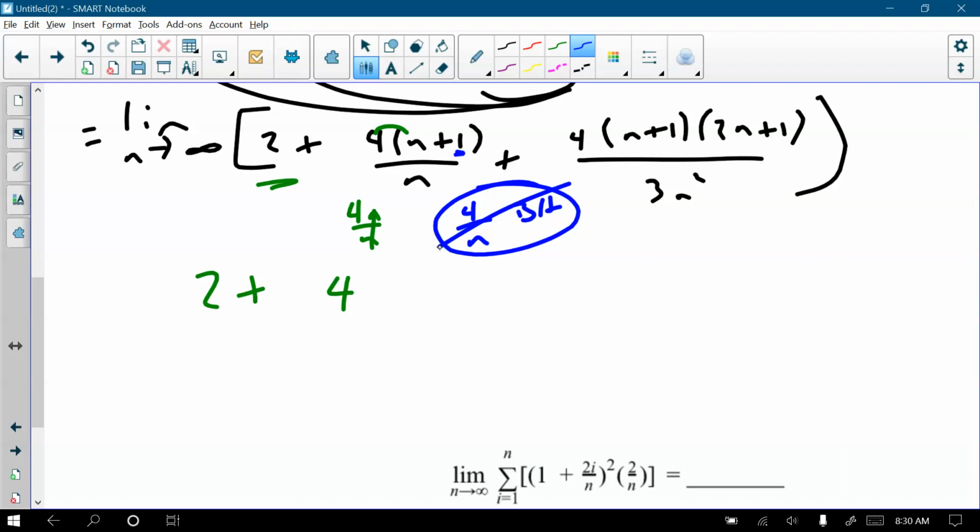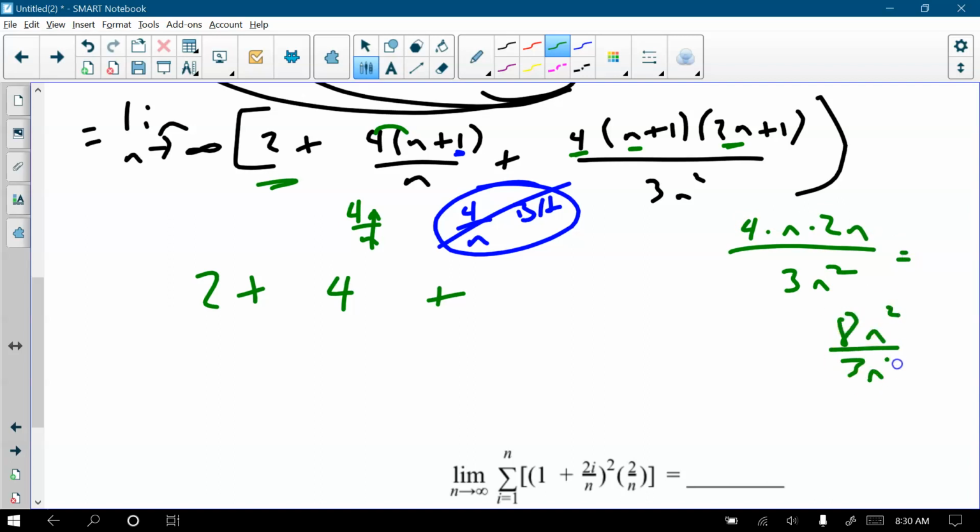Okay, so for similar reason, I'm going to look at this last part. If I multiply each one of the lead terms together, and the lead terms are 4, n, and 2n, if I multiply 4 times n times 2n, and I put it over 3n squared, I get 8n squared over 3n squared, which is 8/3. Again, that ratio is the same, top and bottom, so I get 8/3 here. And now I get 6 plus 8/3, which if you get the common denominator, you get 26 over 3.